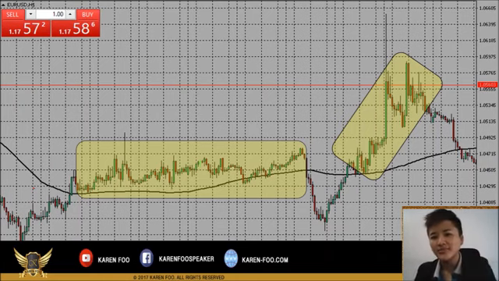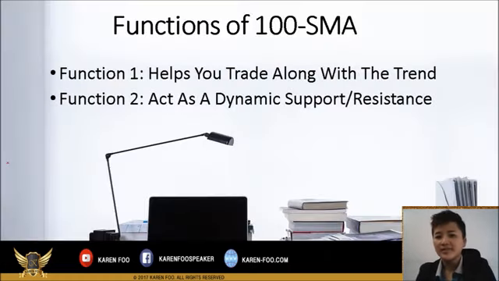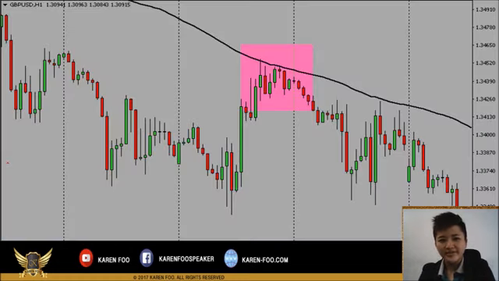It depends on a lot of things like your risk appetite. If you are a risk taker, then you take the trade when the probability is not as high. But if you're more conservative, then you wait for trades that are of better quality, or you don't trade at all on ranging markets. And the second function of the 100 SMA is that it will act as a dynamic support resistance. So let me give you an example.